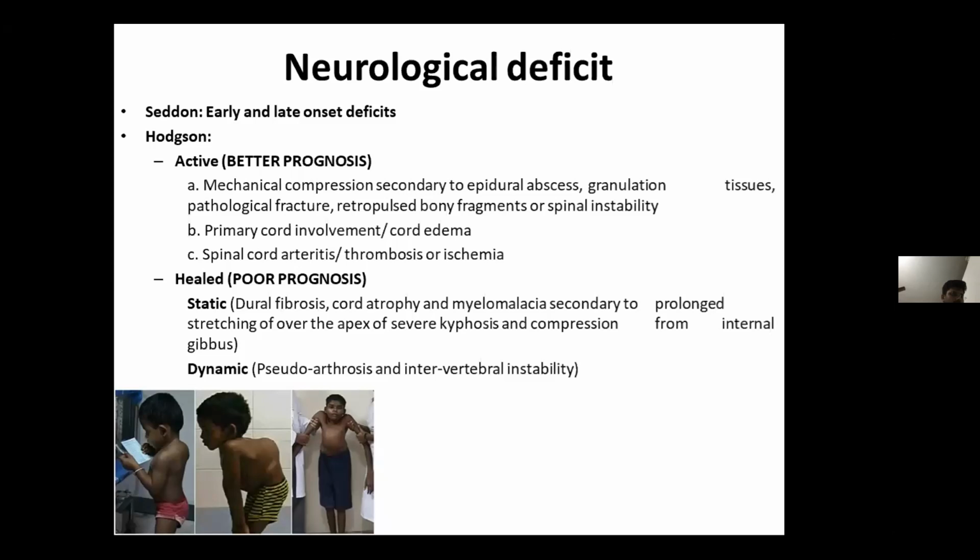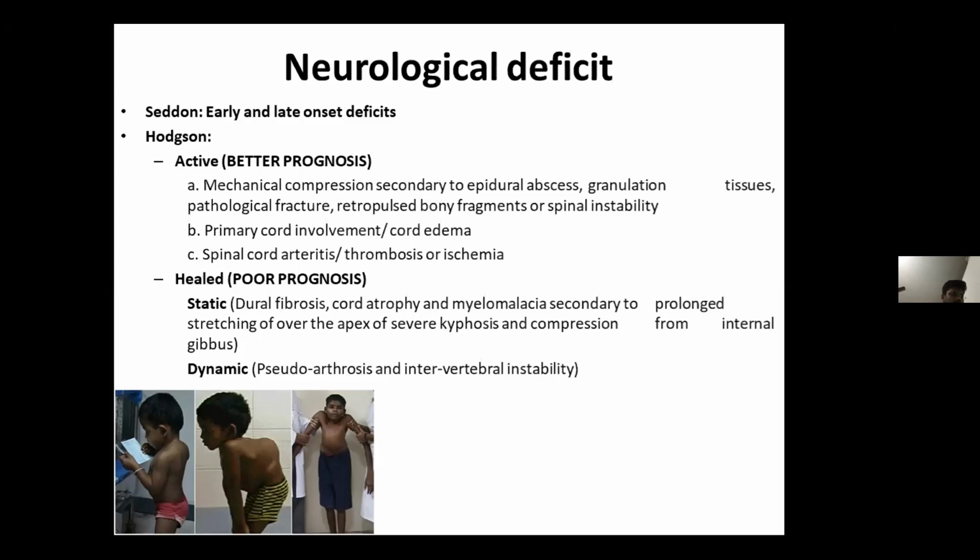They are broadly classified as deficits due to static causes, which include cord atrophy or neural fibrosis during the healing phase, or myelomalacia due to chronic stretching. So there is both a traction injury or compression injury happening due to chronic severe deformities in healed tuberculosis. The cord can be chronically stretched over the internal gibbus, or there can be a direct compression from the internal gibbus per se. And it can also be due to dynamic causes.